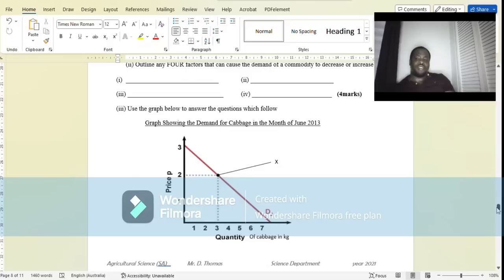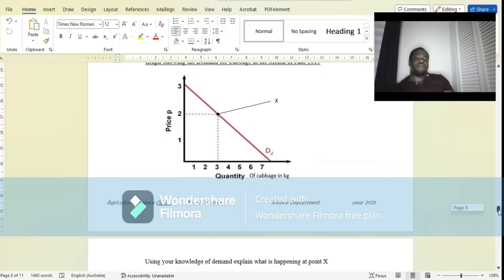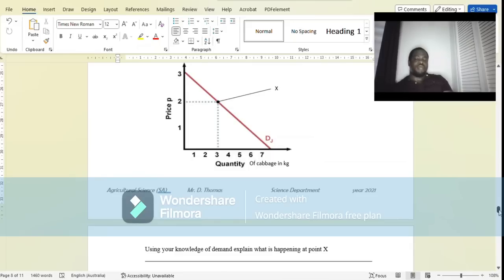And we're seeing a point X. The question says, using your knowledge of demand, explain what is happening at point X. Now, students sometimes have a basic misconception, saying that the price is increasing, the quantity is increasing. Really and truly, it's very straightforward. It's very simple. So at point X, we're seeing a price of $2. And at that price, a quantity of 3 kg is demanded. So it's really based on what you're showing. At that point, we're not showing a comparison, so we don't want to hear an increase or decrease. Just state what is happening at that point.